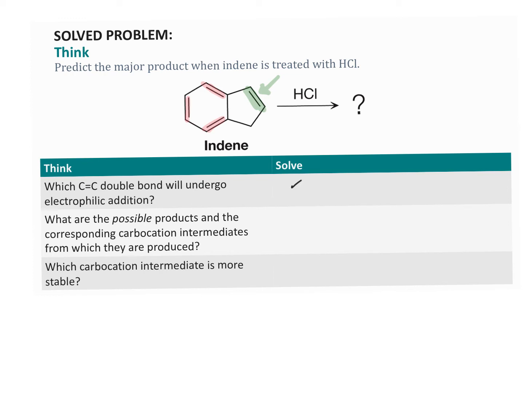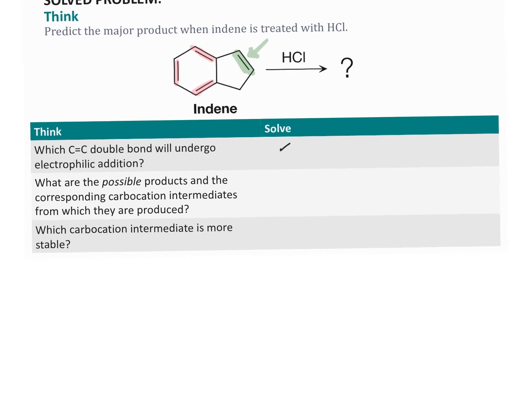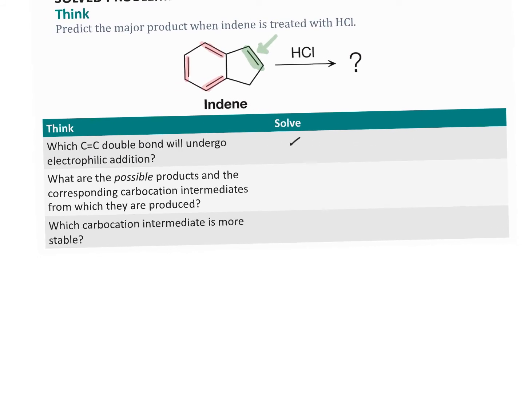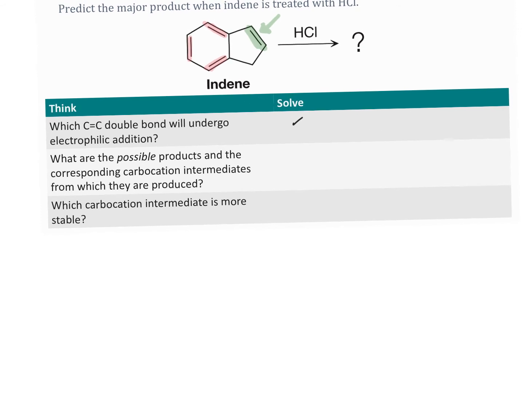Now, the next question you need to ask yourself is, what are the possible products and the corresponding carbocation intermediates for which they are produced? When we look at this, at first blush, there are no differences in hydrogens there, right? On that carbon, on each side of the double bond, both of those have one hydrogen. So there's no difference there. So we have to look and say, is there anything else that can affect the stability of a carbocation intermediate? So I'm going to come down here and look at the mechanism.